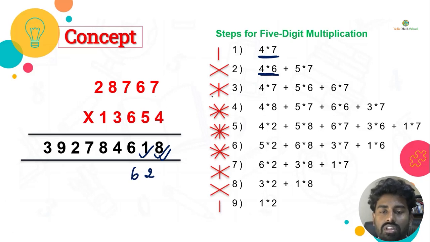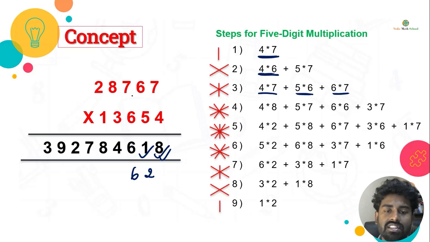Now we are going to do the third step. In the third step, again you can see the cross and vertical. This involves 3 digits, 1, 2 and 3. The numbers involved are 4 into 7, 5 into 6 and 6 into 7. It means this will be like this: 4 into 7, 6 into 7 and 6 into 5.